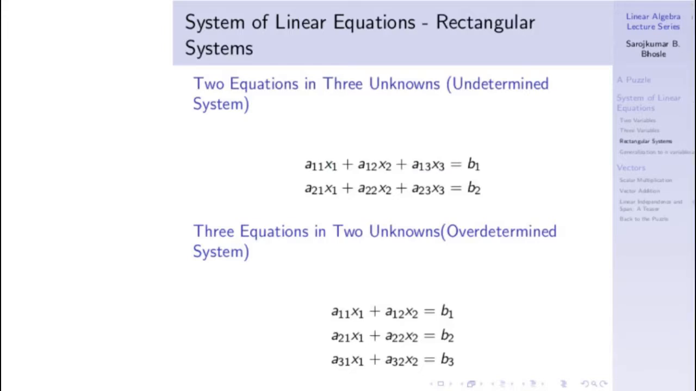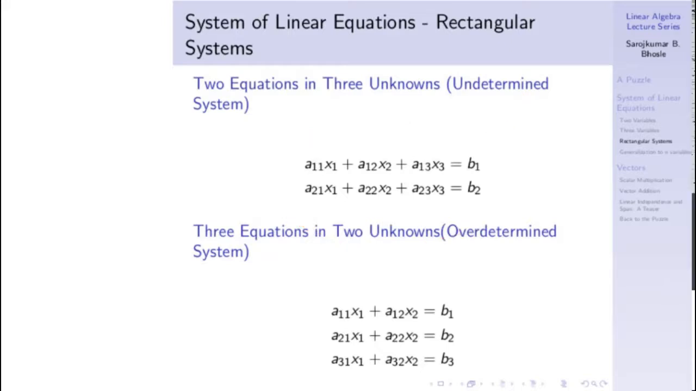Now coming to rectangular systems, the solution of a rectangular system of linear equations, particularly involving 2 or 3 dimensions, or 2 or 3 variables. First let's consider two equations in 3 unknowns. We are given two equations and we have 3 unknowns. Obviously this is an undetermined system. There is no way we can find a unique solution of the system. This is undetermined.